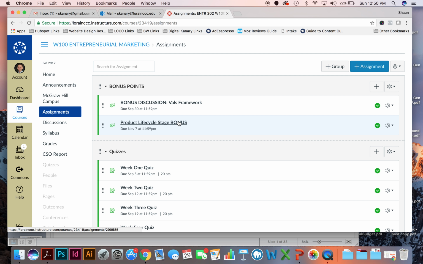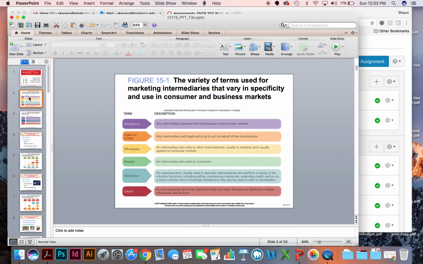So when we talk about marketing intermediaries that vary in specific ways in consumer and business markets, there's a lot of different terms for them. Sometimes they're called middlemen, agents or brokers, wholesalers, retailers, distributors, or dealers. And these act as that party that is in between the manufacturer and the end user of the product. Depending on what industry you're in, they may be described as different things. For instance, if you're an insurance agency or insurance business, these are called brokers or agents.